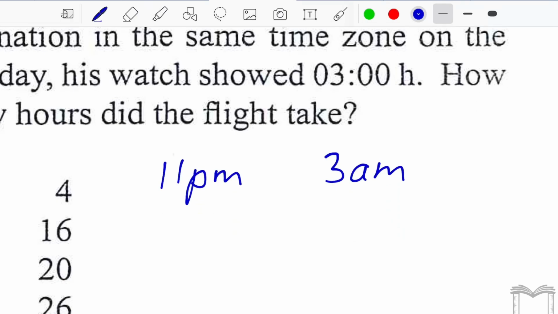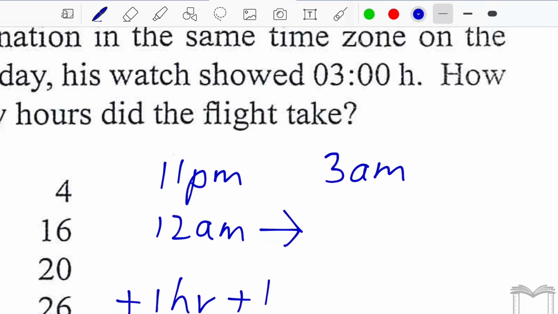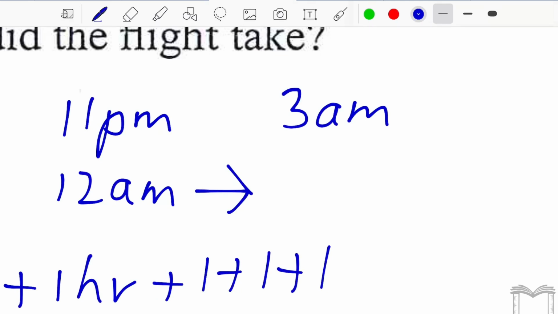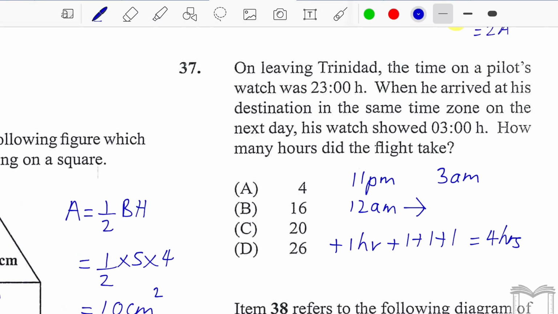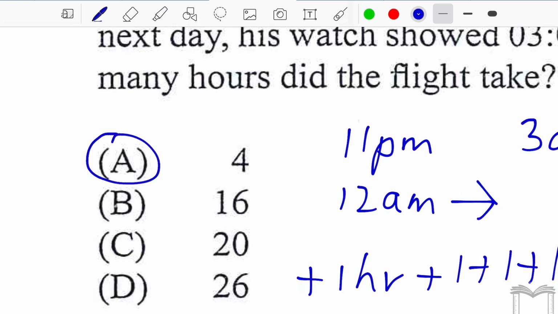So from 11 p.m., 1 hour passed will give us 12 a.m. So that's 1 hour to reach 12 a.m., and then 12 a.m. to 3 a.m. 12 to 1, that's 1. 1 to 2, that's another hour, and then 2 to 3, that's another hour. So that's 4 hours in total. So the answer is A.